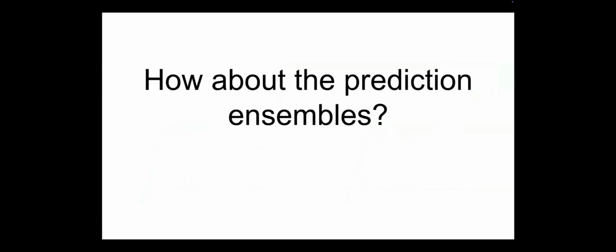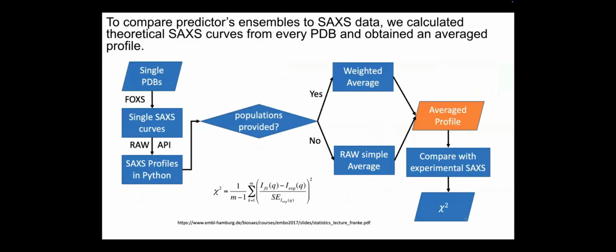So how about the prediction ensembles? Sorry, I went too fast. What we did is we took all of their models, calculated SAXS curves, and then averaged them together, either using the provided weights or just a simple average. We got an average profile of the entire ensemble and compared it with the experimental SAXS data, using a chi-square metric to compare the curves.